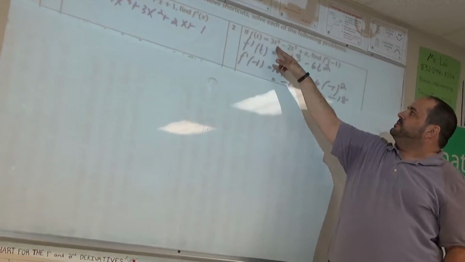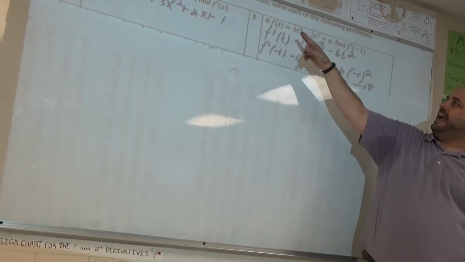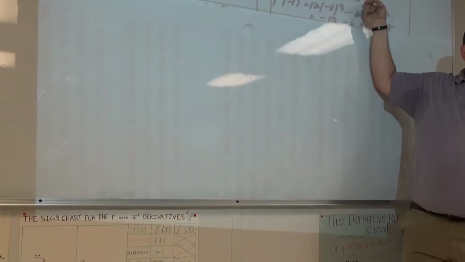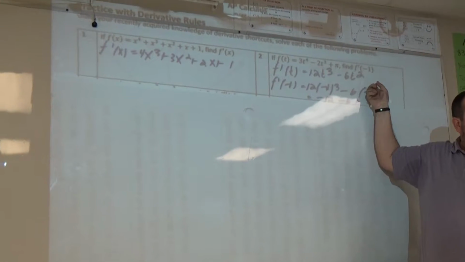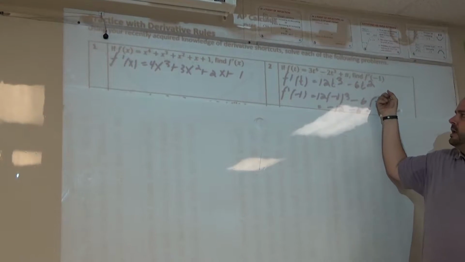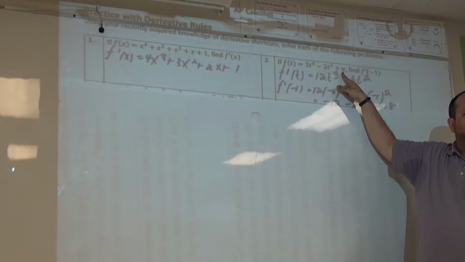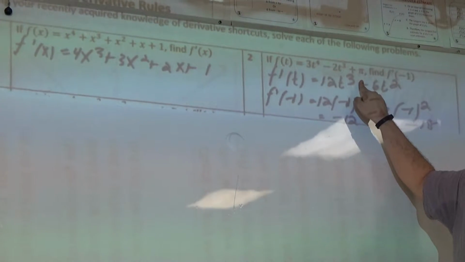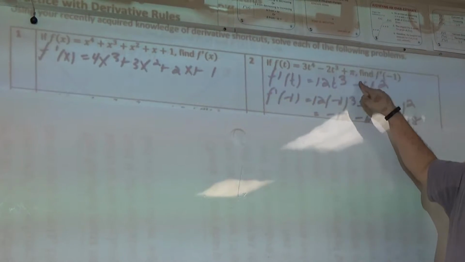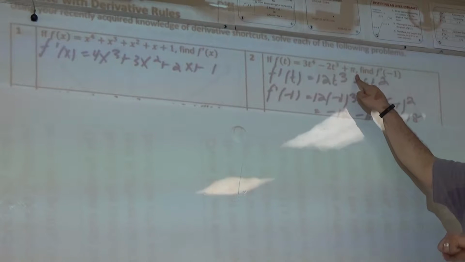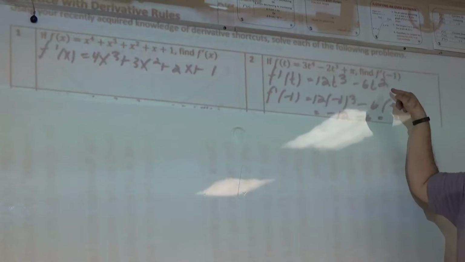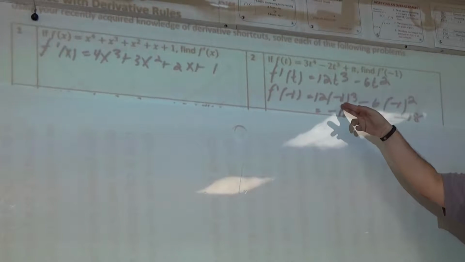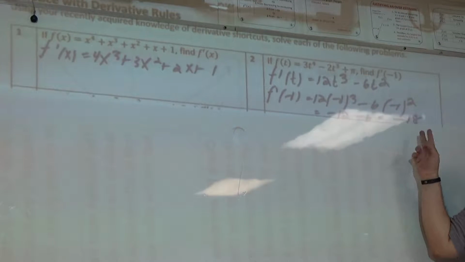F of t equals 3t to the 4th minus 2t cubed plus pi. F prime of t is 12t cubed minus 6t squared. What happened to the pi? Christian, what happened to the pi? It turns into 0. Why? Because pi is a constant, and what do you know about the derivative of a constant? The derivative of a constant is 0, so it's not that pi became 0; when we took the derivative, the derivative of pi is 0. And then to find f prime of -1, just plug in -1 everywhere there was a t, and we should get -18.